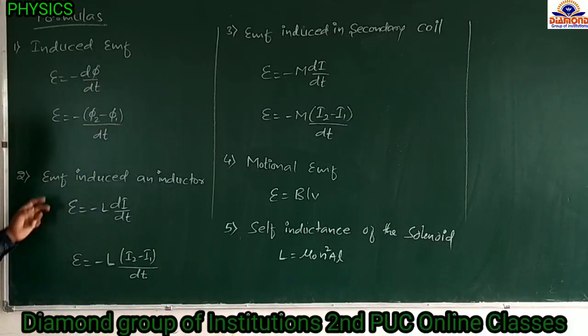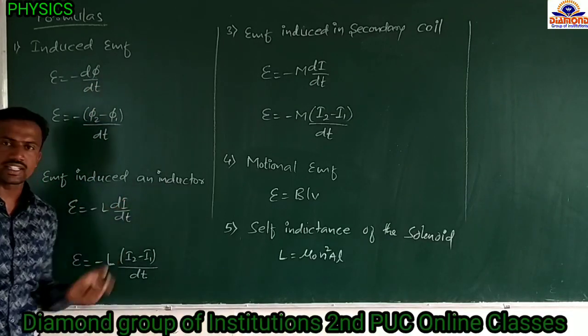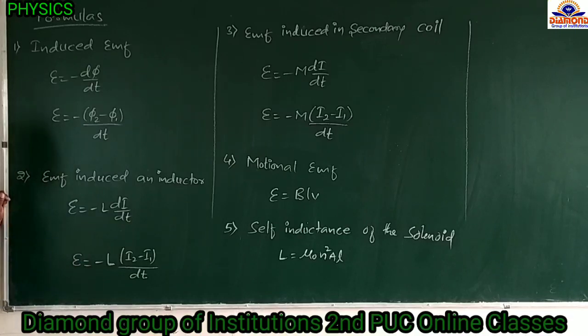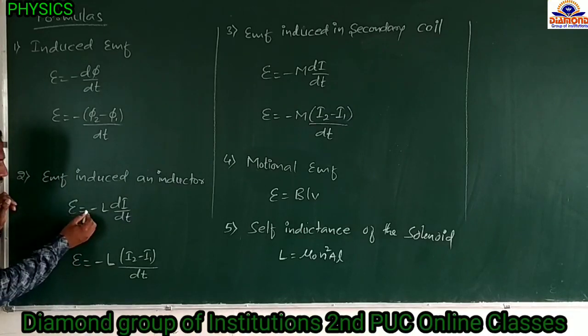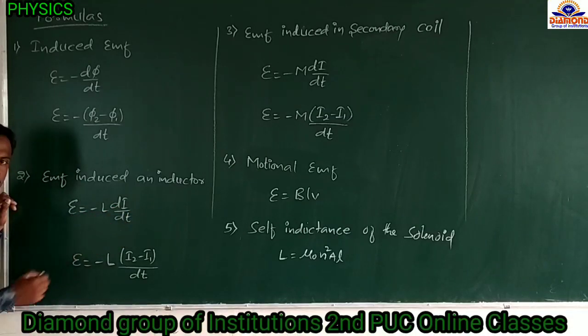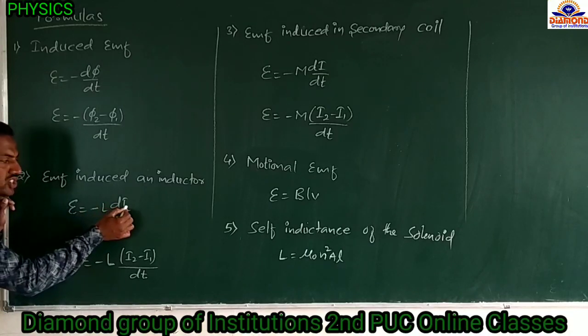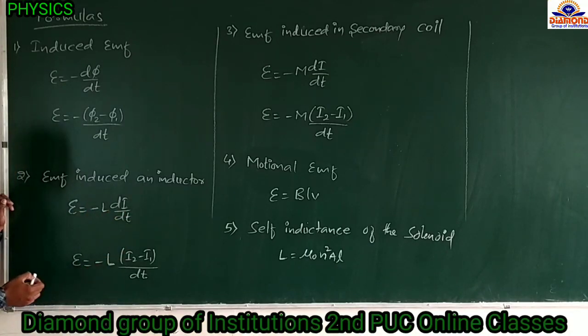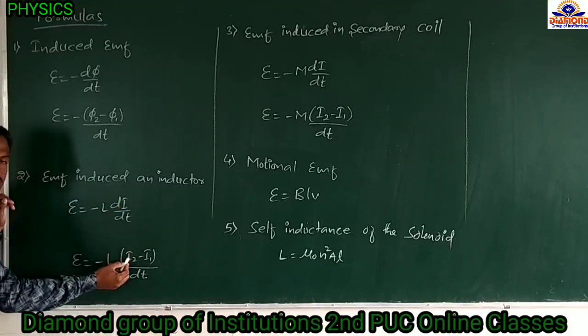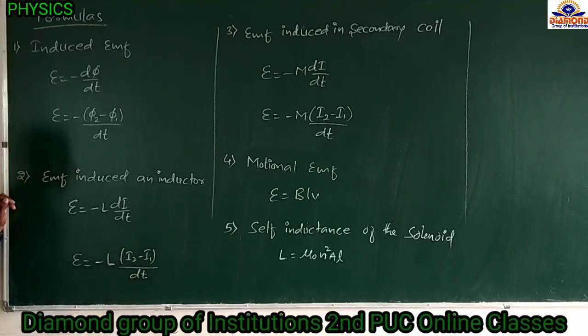Then the next formula, EMF induced in an inductor. E equals minus L di by dt. The minus sign means the induced EMF always opposes the change in current in the inductor. di by dt means I2 minus I1 by dt.